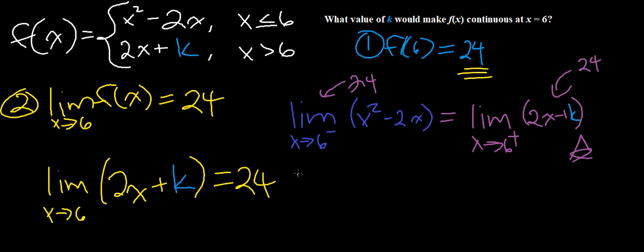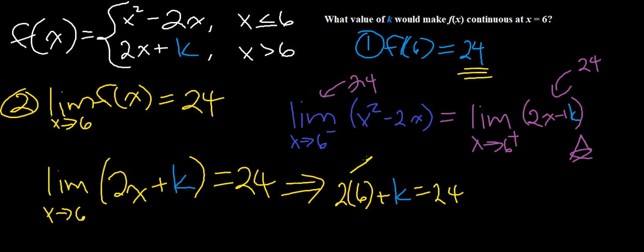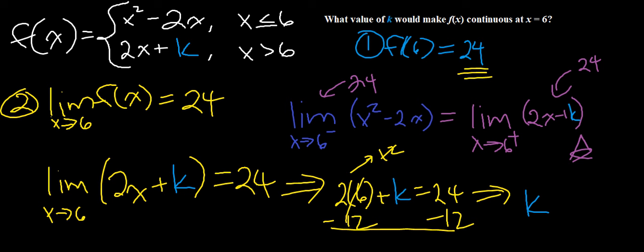And naturally, we can just do direct substitution to solve this out. So we're going to get 2 times 6 plus k is equal to 24. Well, 2 times 6, that's 12, so we'll be subtracting 12 from each side. These will go away. And so therefore, we're going to get a final answer that the value of k that's going to make f of x continuous at x equals 6 is going to be 12, and we are done.